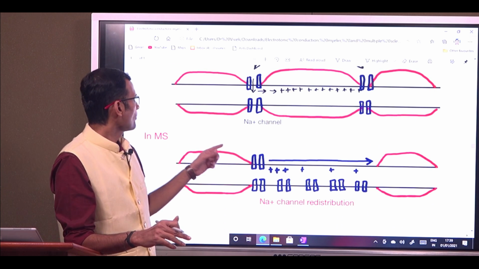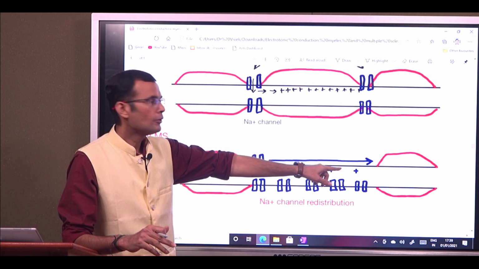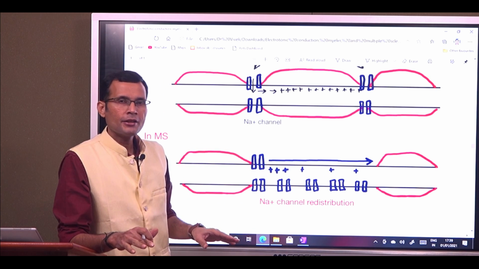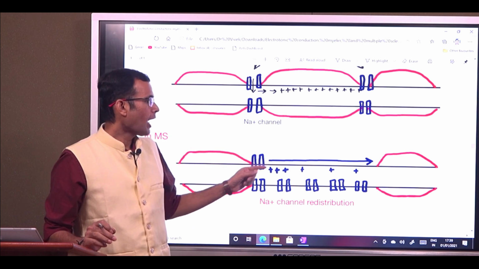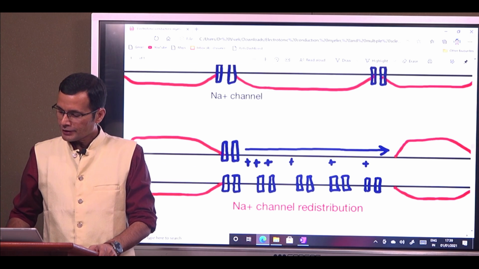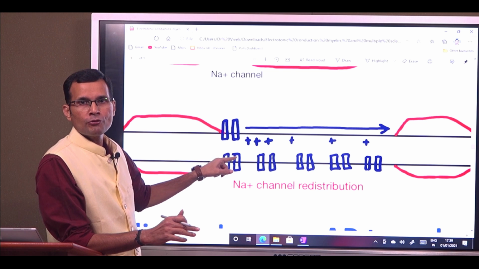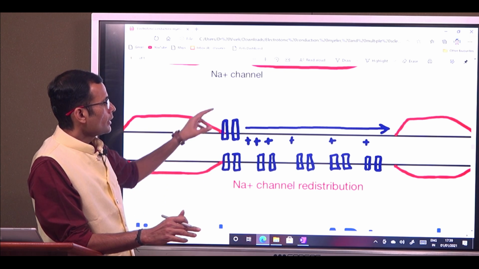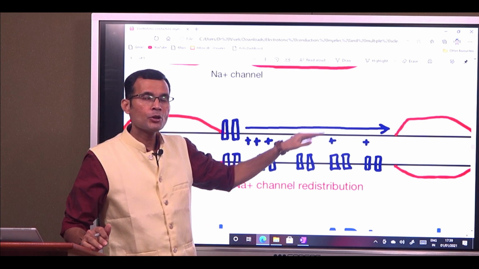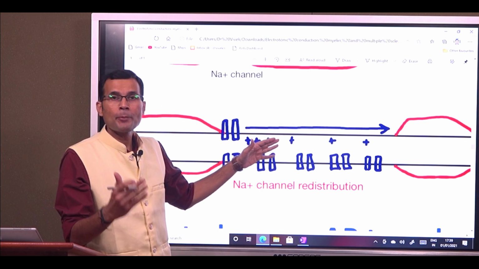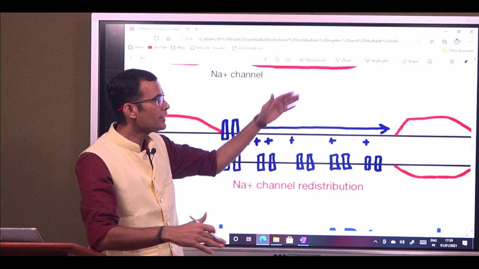What happens in multiple sclerosis? Now, this segment has been shown to be demyelinated. Myelin is gone. What do you expect? What will happen is that the charges that come in from one node of Ranvier will now leak out of the membrane, because the capacitance has increased and resistance has decreased, because the myelin is gone.